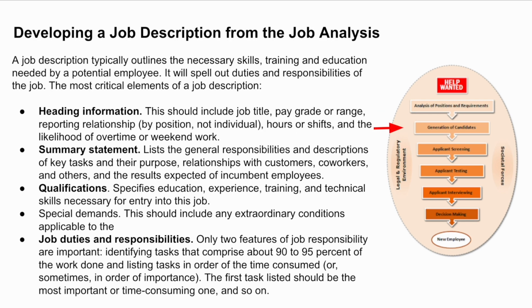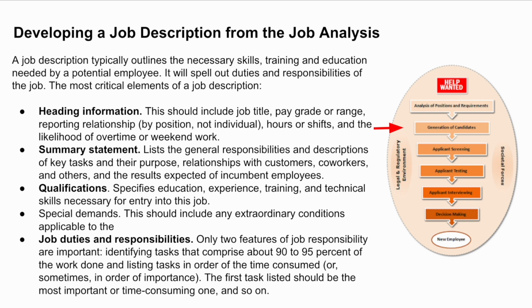From there, we develop what's called a job description. So if we think about a typical job description, it has heading information, which should include the job title, the pay grade, range of pay, the reporting relationship, hours, the nature of the work. There should be a summary statement there to list the general responsibilities and descriptions of the key tasks and their purpose, the relationships with customers, co-workers, and others, and the results expected by the incumbent. The qualifications should be there, which specifies the education, experience, training, and technical skills that the person would need to have in order to do the job effectively.